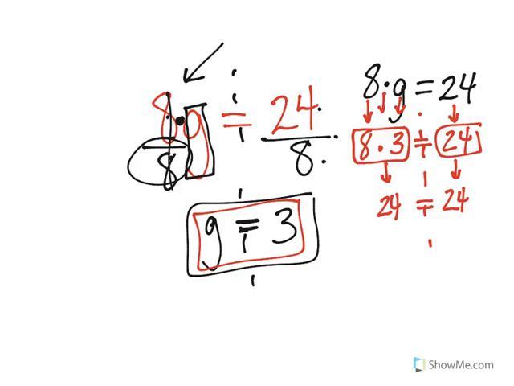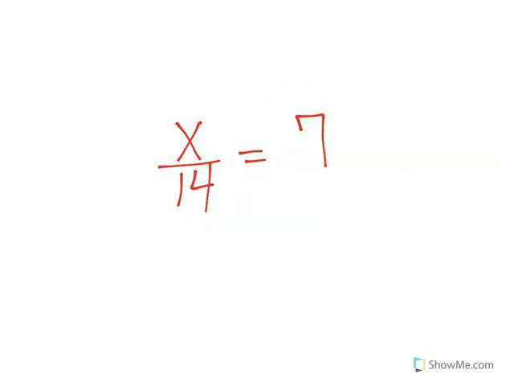All right, let's try a few more. Okay, so in this problem, we have x divided by 14 equals 7. Well, we got to solve for x. So again, I'm going to separate my rooms. Okay, you will always be the variable. Now ask yourself, who's in your room? Divided by 14 is in your room.